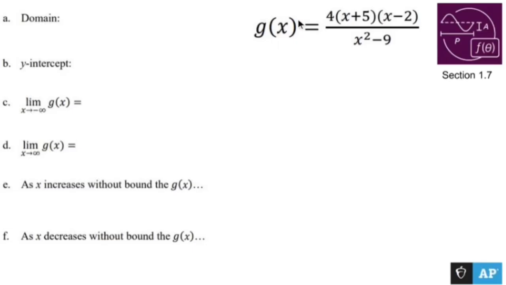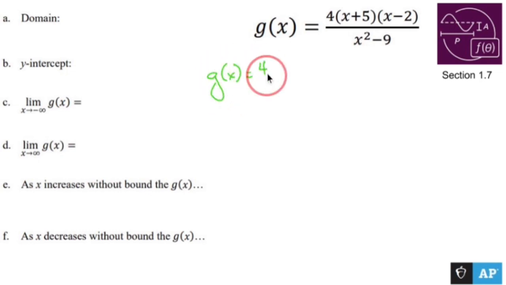Right, we have ourselves a nice little rational function, g of x, and we're being asked 6 questions about it. So first things first, the domain. The way you find the domain of a rational function is you figure out the numbers that make the denominator equal to 0. So in order to do this, what I have to do is I'm going to rewrite this guy.